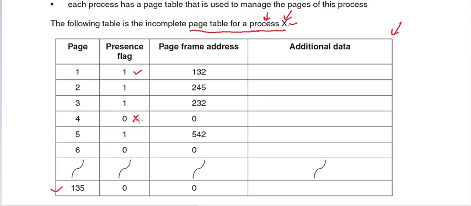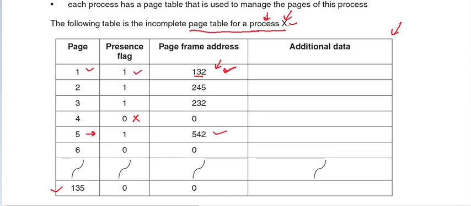So the presence flag is telling us which page is present in the RAM and which page is not, and the page frame address is telling us the location of the page in the RAM. Page number 1 is located at page frame 132 in the RAM. Page number 5, for example, is located at page frame number 542 in the RAM. Okay, let's move forward.